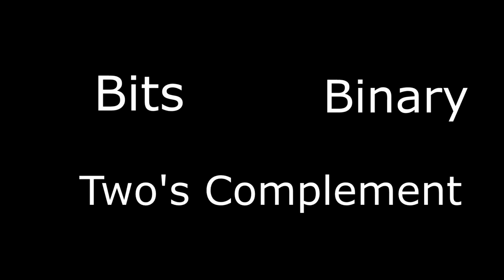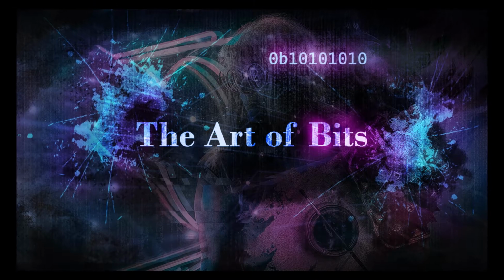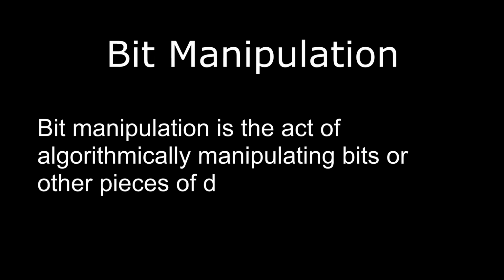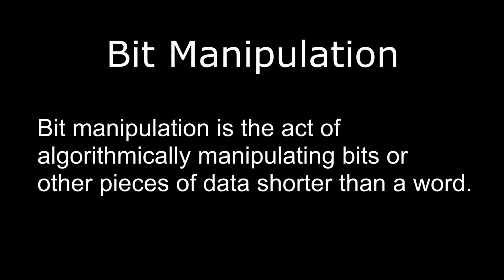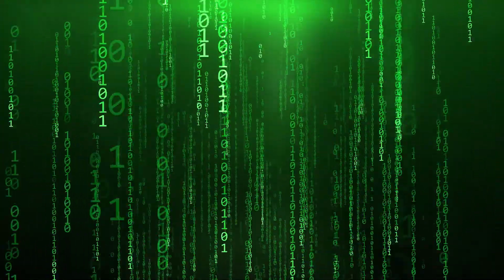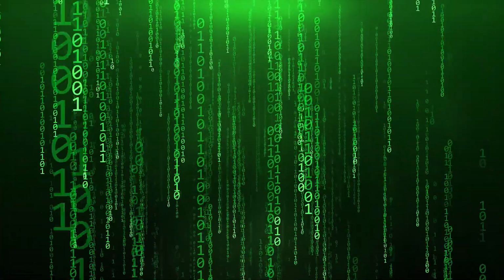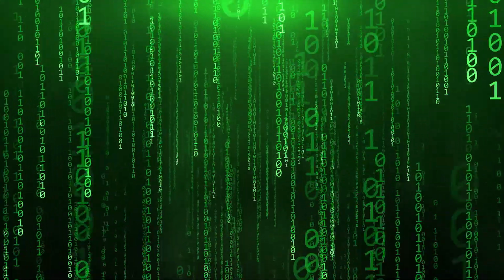Now that we have a basic understanding of bits, binary, and 2's complement from the past video, we can now move on to talking about bit manipulation. Bit manipulation refers to the art and science of algorithmically altering the binary bits that represent data on a computer. Since computers fundamentally operate on bits, binary digits, being able to effectively manipulate these bits can be pretty useful, as I'm sure you'd imagine.